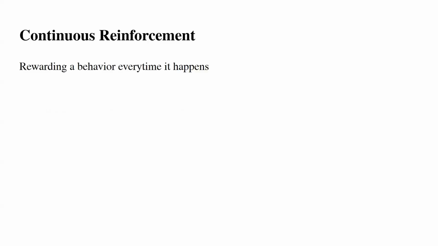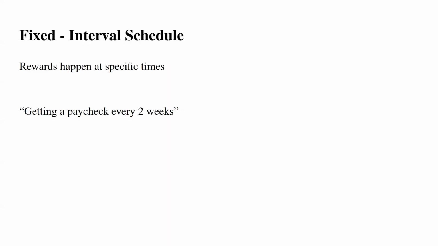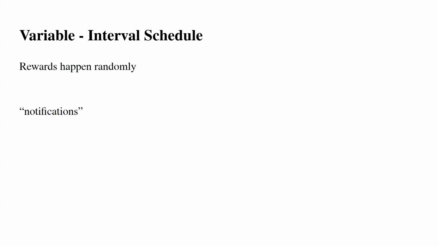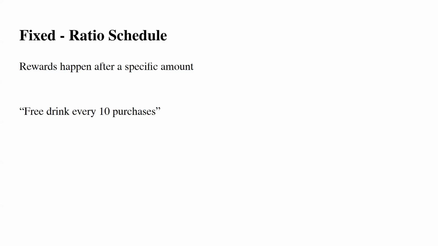Continuous reinforcement is rewarding a behavior every time it happens. Partial reinforcement is rewarding a behavior only sometimes. A fixed interval schedule is when rewards happen at specific times, such as getting a paycheck every 2 weeks. A variable interval schedule is when rewards happen randomly, such as getting notifications on your phone. A fixed ratio schedule is when rewards happen after a set amount, such as a free drink every 10 purchases.